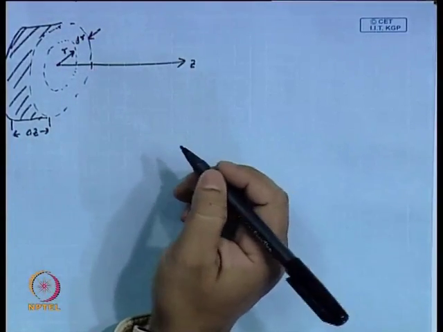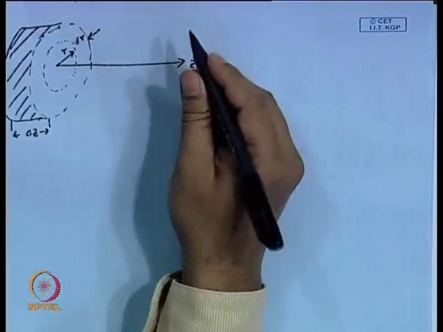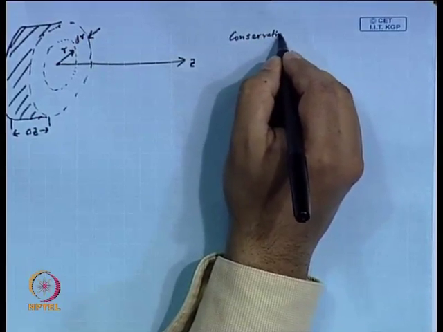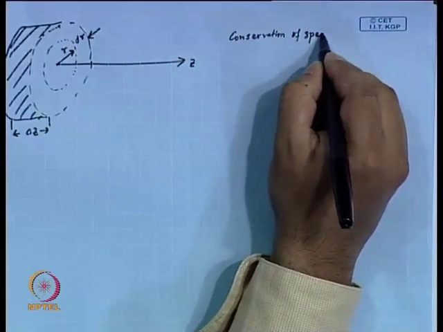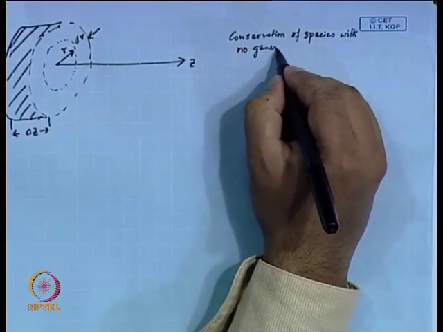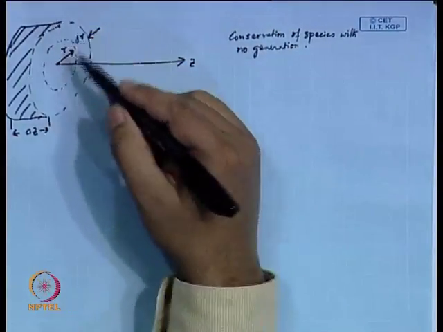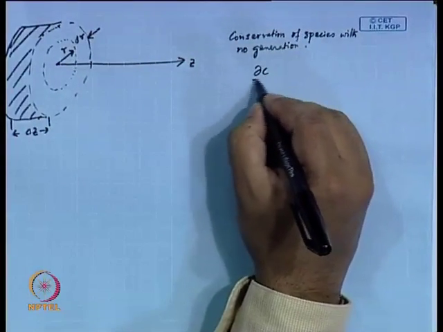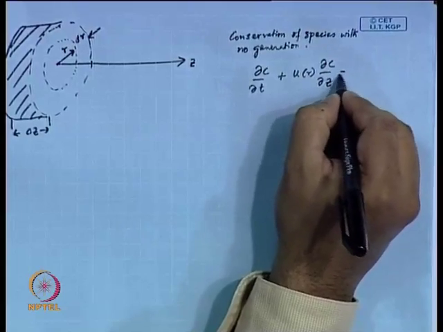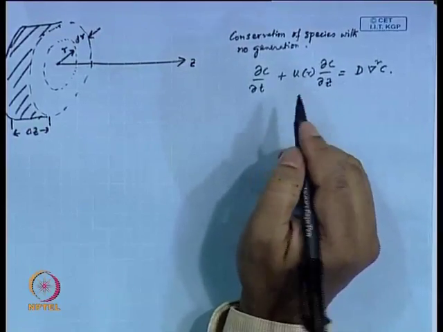All right. So, if you have this conservation of species with no generation, and you are only interested in diffusion in one axis and axial convection in the other, then you would be writing it as del C del t plus u as a function of r, del C del z, that is equal to D del square C. That is a typical governing equation that you would be following.